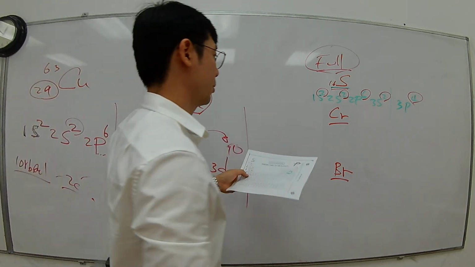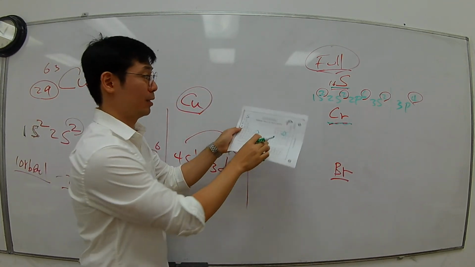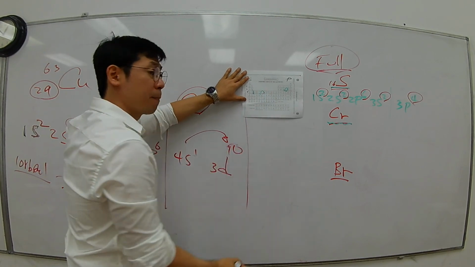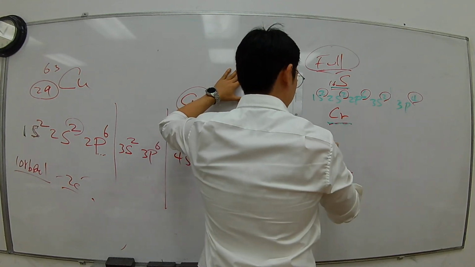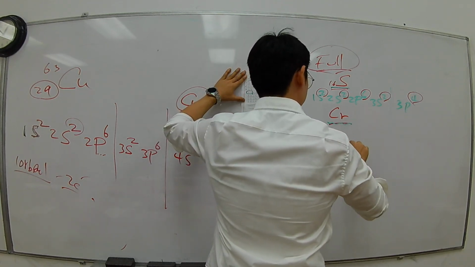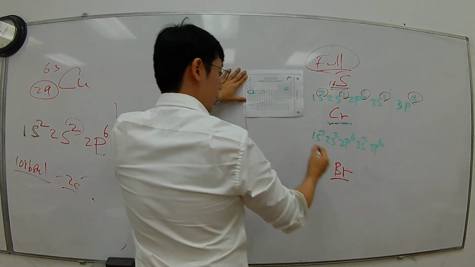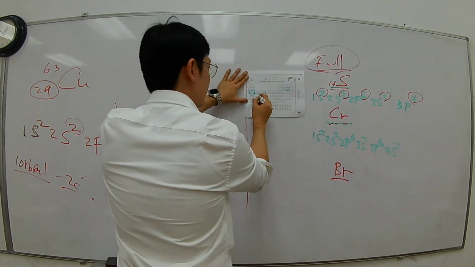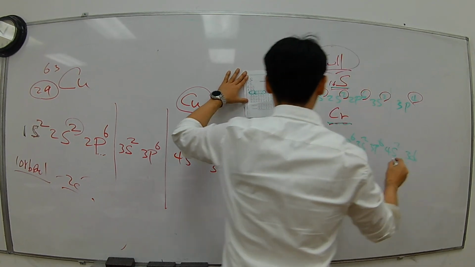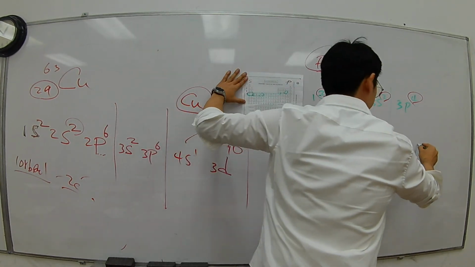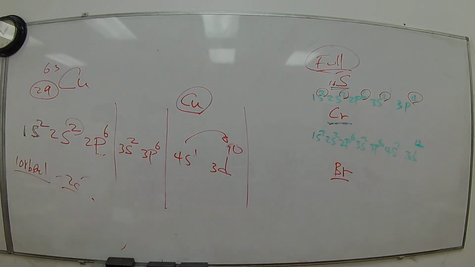All right, next one. So chromium, Cr. Chromium is right here, number 24. So it should fill everything up to here, which is 4s, right? Same thing: 1s2, 2s2, 2p6, 3s2, 3p6, and then 4s. You should know that 3d comes after 4s. This is 3d, by the way. So it becomes 3d and 1, 2, 3, 4, right there. And that's the ground state configuration, the way you do it in a textbook.